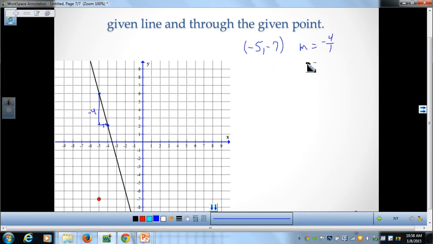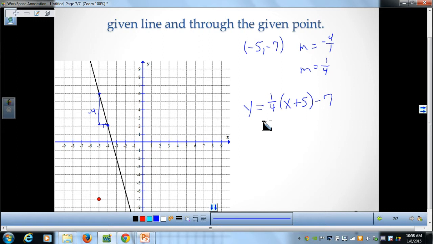Now remember, since we want a perpendicular line this time, we need the opposite and reciprocal slope of this guy. So since this is negative, it's going to become positive, and then the reciprocal of 4 over 1 is 1 over 4. Now I can just take this information, plug into our point slope form, and voila, there we are. All good, all right, with our new equation.